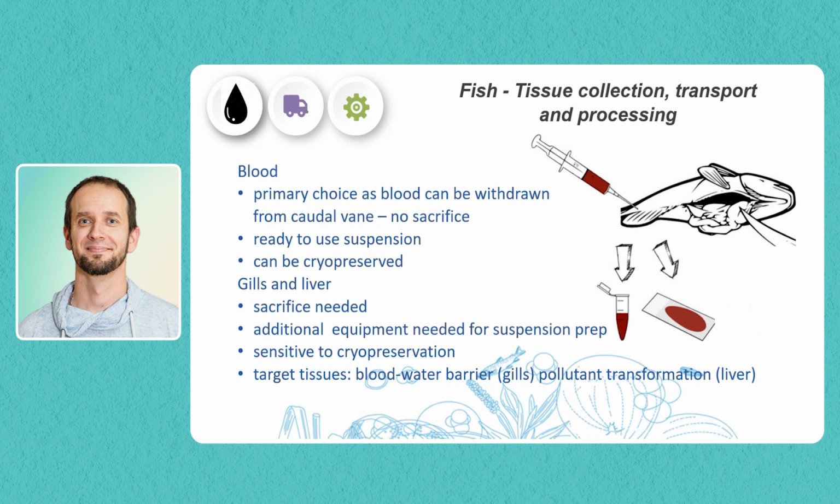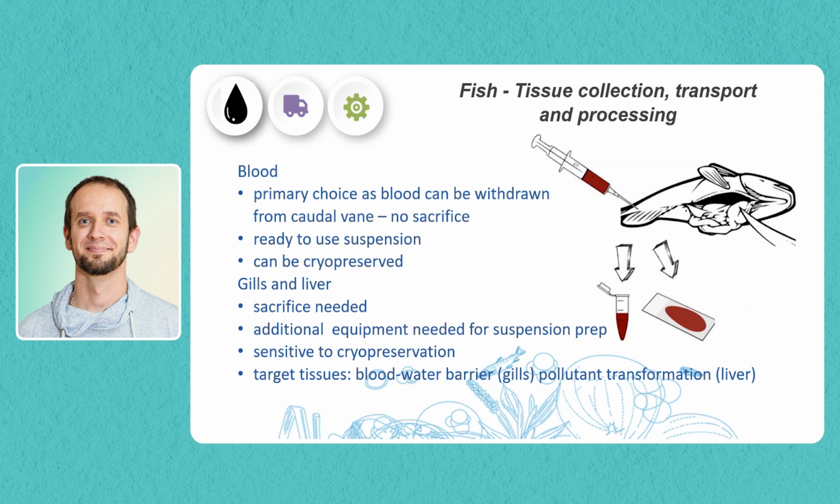Regarding the tissue that we are using for our research, when we are talking about fish, our primary choice is blood. Not the best choice, but the most optimal to work with. It is ready to use cell suspension. You just have to adjust the cell concentration. After some experience, you already know which dilution to prepare to use it directly for the Comet Assay without centrifugation or any other complicated equipment that you might need in the field. And most importantly, it can be cryopreserved well.